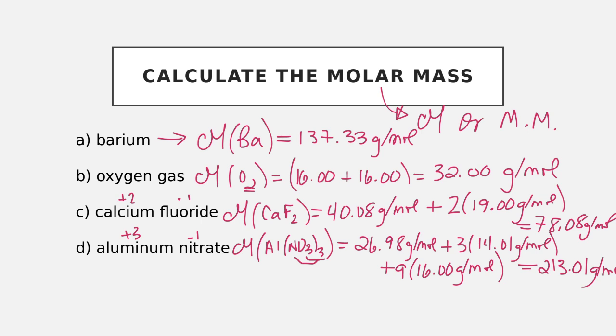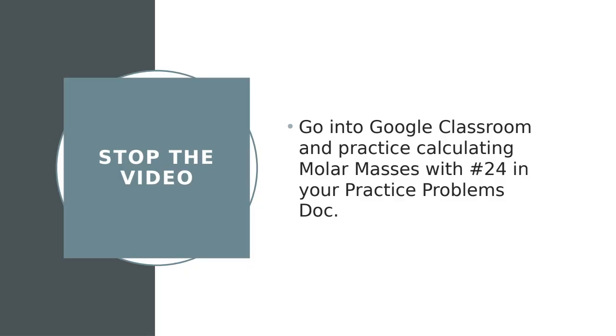So molar masses are easy to calculate, but if you don't have the right chemical formula, you're not going to get them right. So make sure that you review nomenclature if you need to. We're going to have you stop the video right now and go into Google Classroom. You'll see a practice problems doc and complete number 24. So just some practice on molar masses before you start the next section of the lesson.